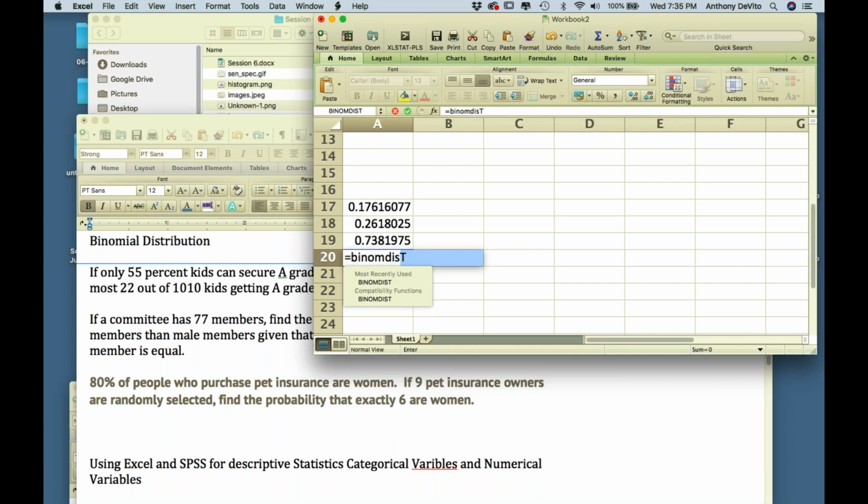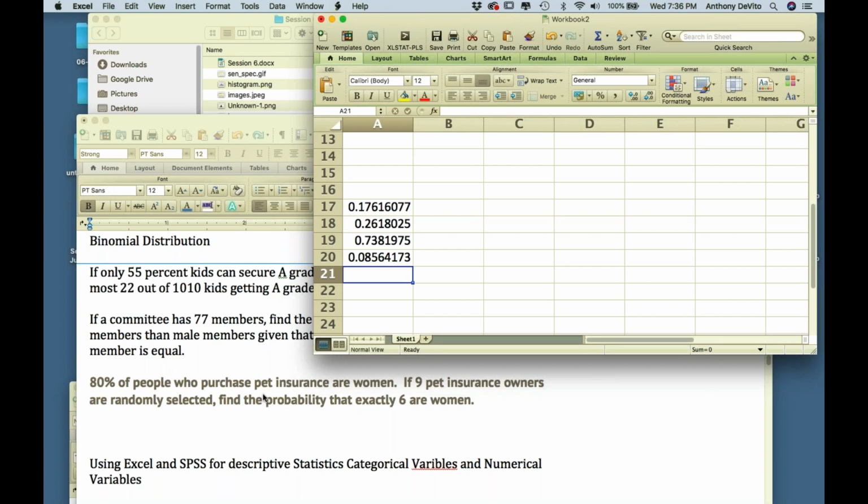Equal BINOM.DIST, less than 6. That means I'm not including 6. So it would be BINOM.DIST(5, 9, 0.8, true), because less than 6 would include 5, 4, 3, 2, 1, 0. That's about 8.5%. See, a little bit tricky there. Then cumulative is true, right? Exactly. It's cumulative is true or false.